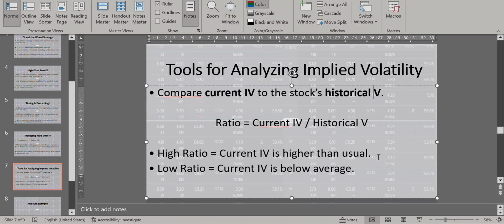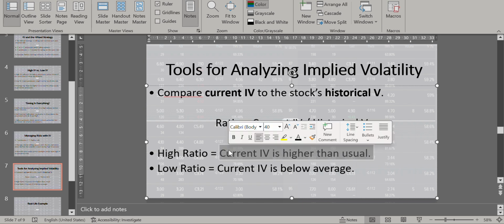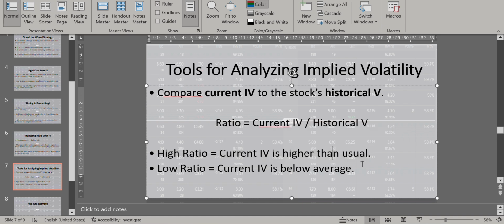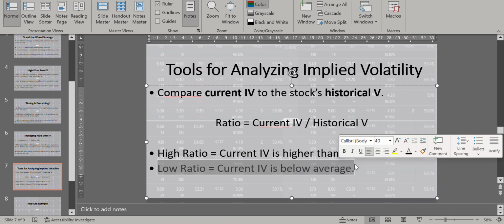By having a high ratio, implied volatility is higher than usual, and so this means that a volatility event must be coming, all right? But if the historical average is higher than the current implied volatility, that gives us a low ratio, and the current implied volatility is below average. So that means that in principle it's more likely that short positions on options, by trading the wheel, are going to expire worthless. It's more likely, but at the same time you will receive much lower premium. So there's always a balance to be struck in here.